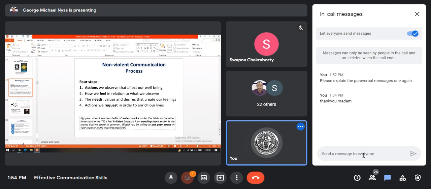One question has also come about the non-violent communication process. In that process, I have discussed with you some steps of non-violent communication: the actions we observe that affect our well-being, how we feel in relation to what we observe, the needs, values, and desires that create our feelings, and the actions we request in order to enrich our lives.